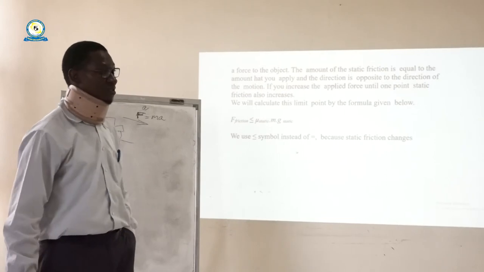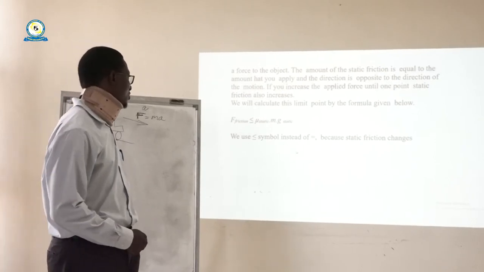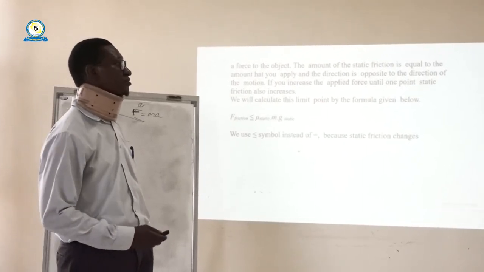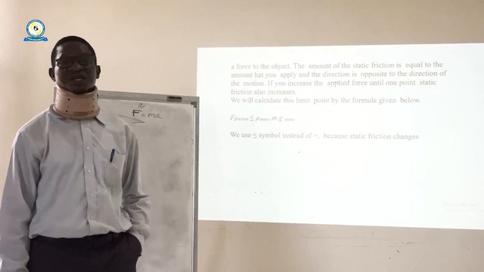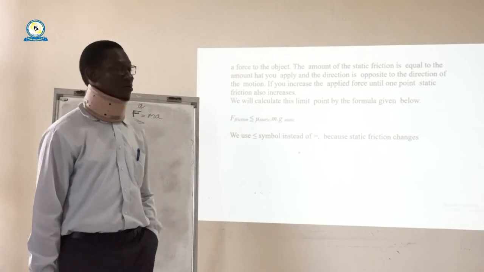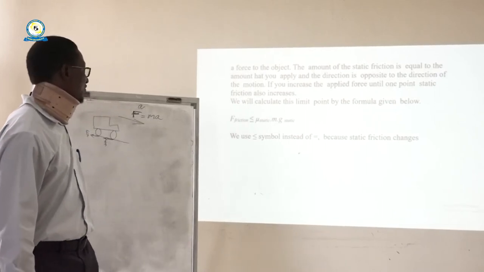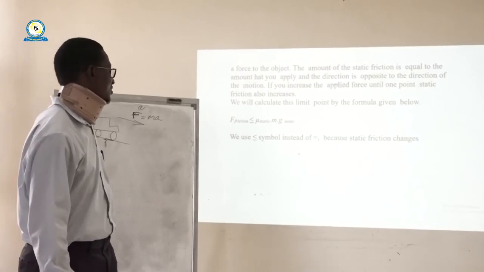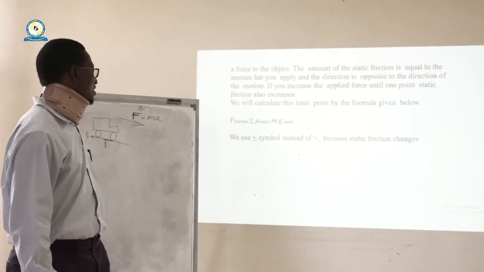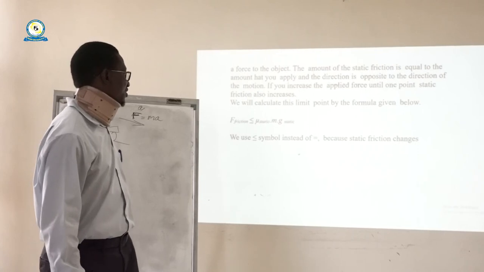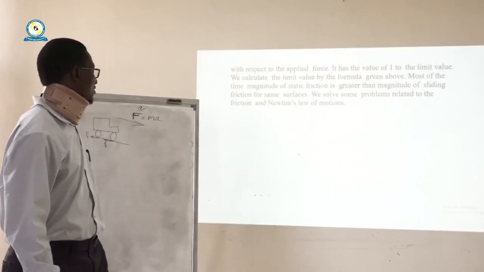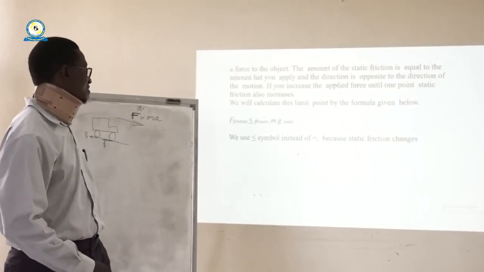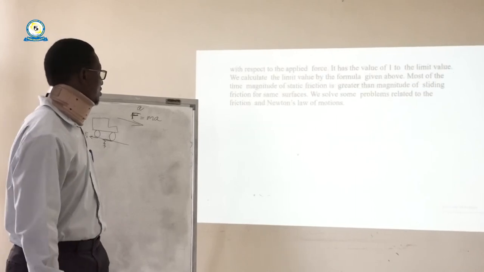If you want to calculate the limit, you use these symbols, greater or equal. So for this case, we want to know the limit of friction force. It means the coefficient. So you write friction force should be less or equal to mu static times mg. We use the less or equal symbol instead of equal, because static friction changes with respect to the applied force. You have to understand that static friction changes with respect to the applied force.